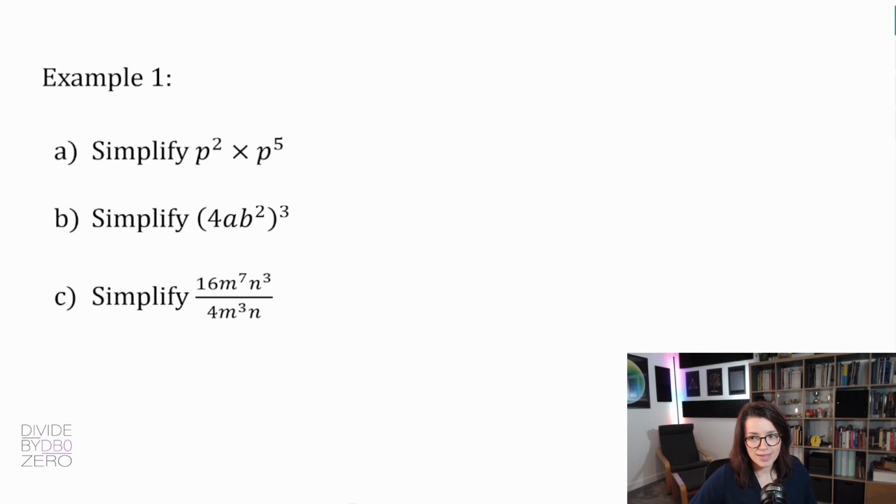Simplify p squared times p to the power of 5. Now, from earlier on, when we saw two things multiplied together, we need to add the powers. So that will be p to the power of 2 plus 5, which is the same as p to the power of 7. Next one, we've got 4ab squared inside the brackets, all to the power of 3.